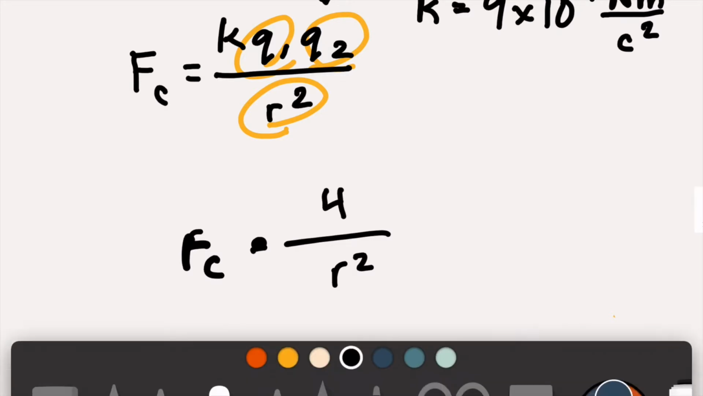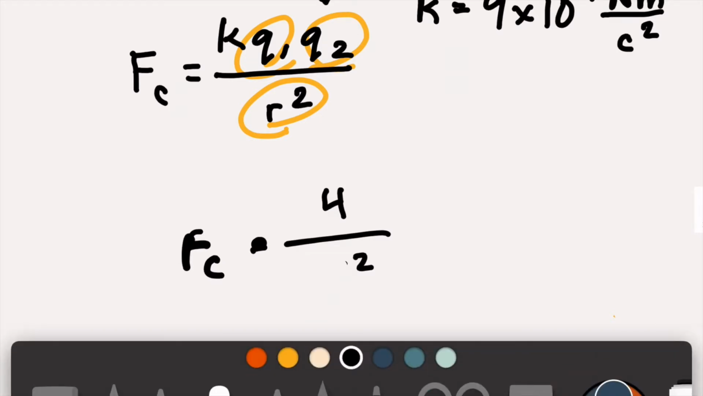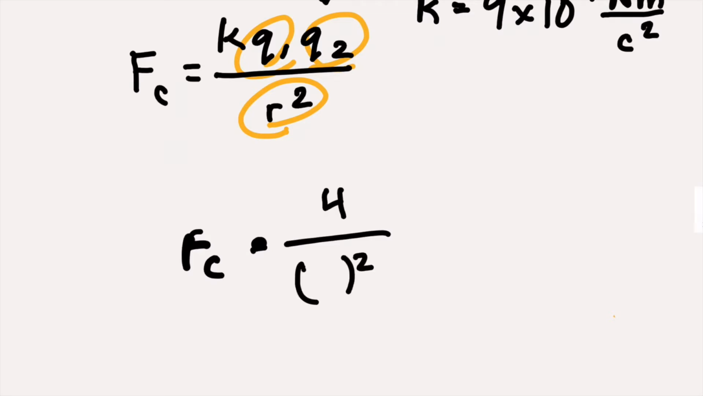And r, let's say, is 1 right now, okay? Just like it initially was, okay? Then we would get FC is equal to 4. But if we double the distance, okay, if we double r, what do we observe?